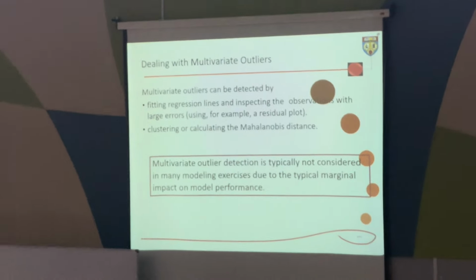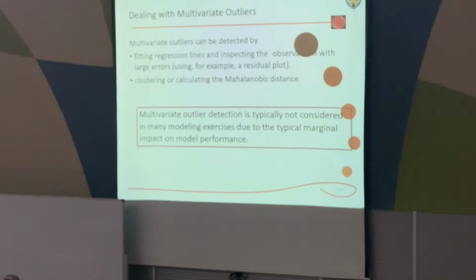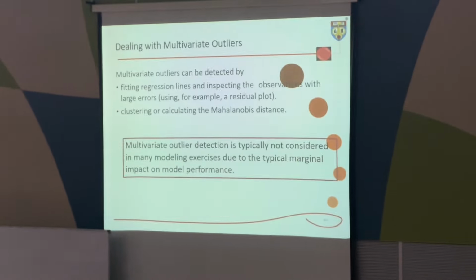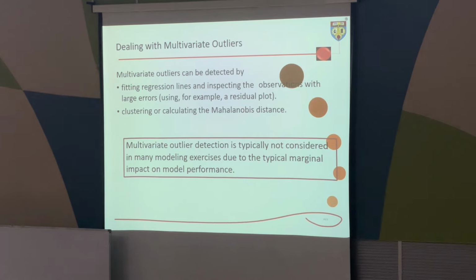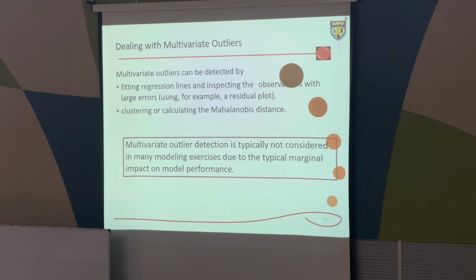Okay, so today's lecture is about dealing with multivariate outliers. In a data set, we can divide it into two: the first one is univariate, and the second one is multivariate. So what is the difference between a univariate data set and a multivariate data set?